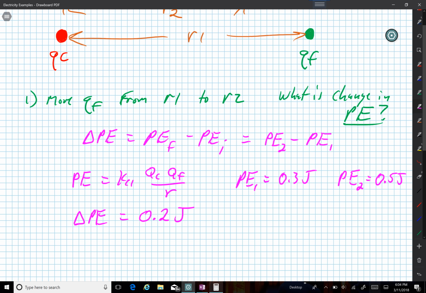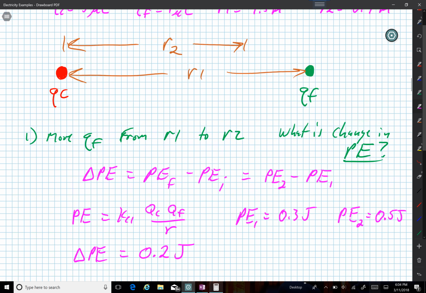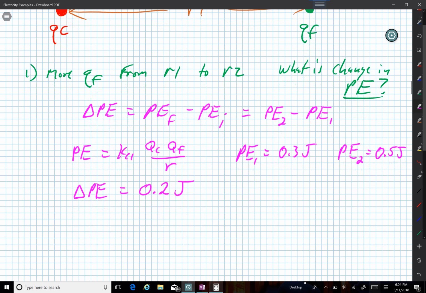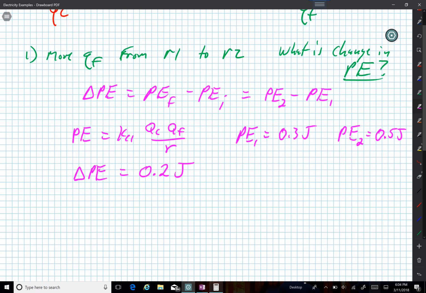It's positive. Another way to think of it is I'm moving against laziness. These are two positive charges. They want to go further apart, and I'm making them go closer together. Laziness lowers potential energy. Against laziness raises potential energy. So we're raising the potential energy by 0.2 joules. Okay? So there's an example. We've calculated potential energy. We've calculated change in potential energy.